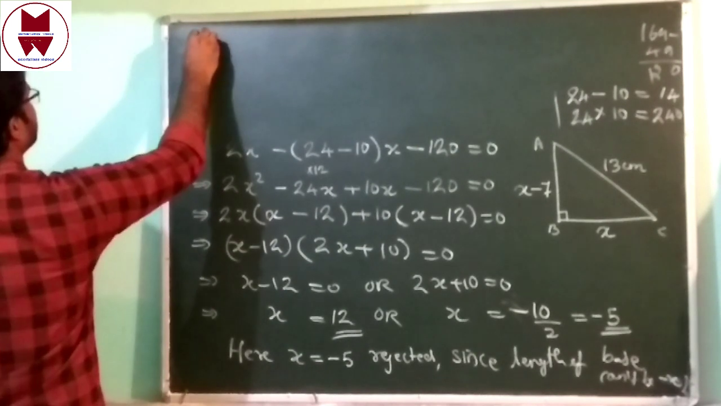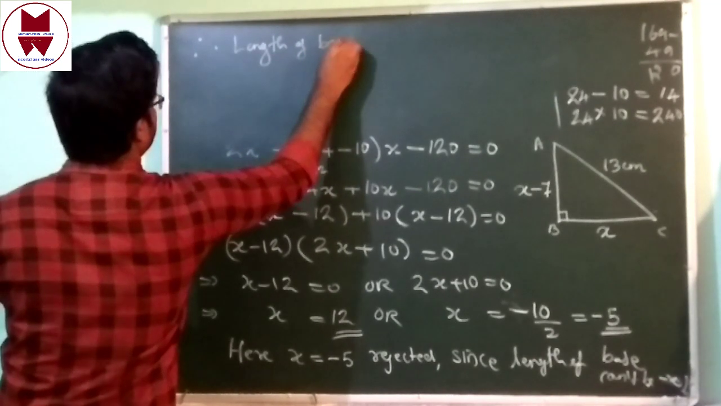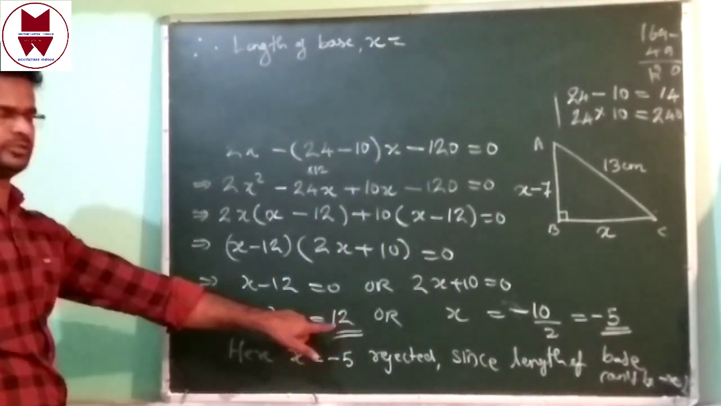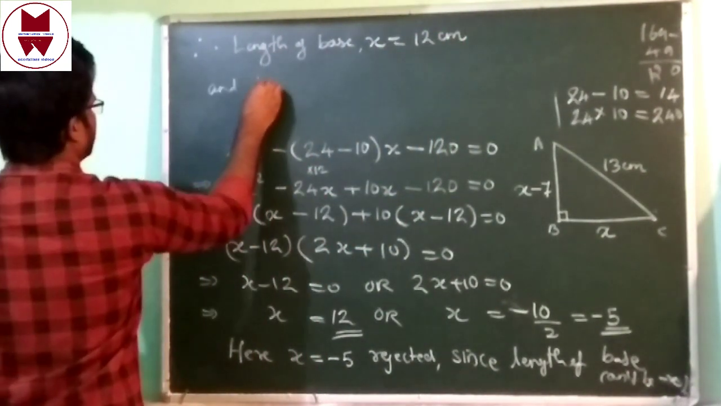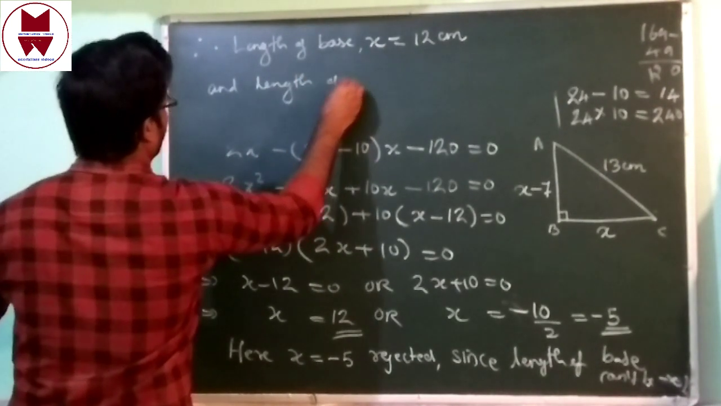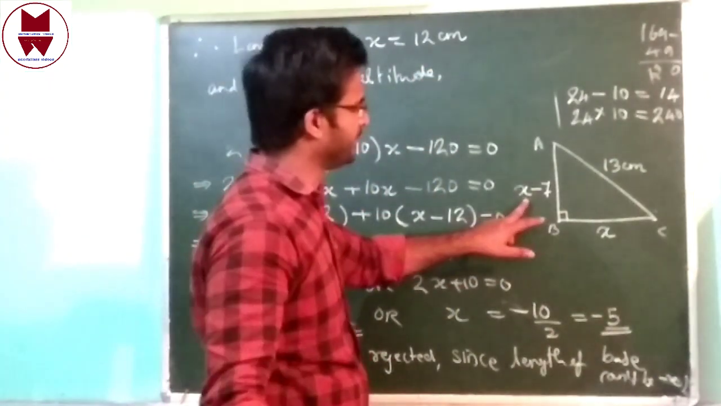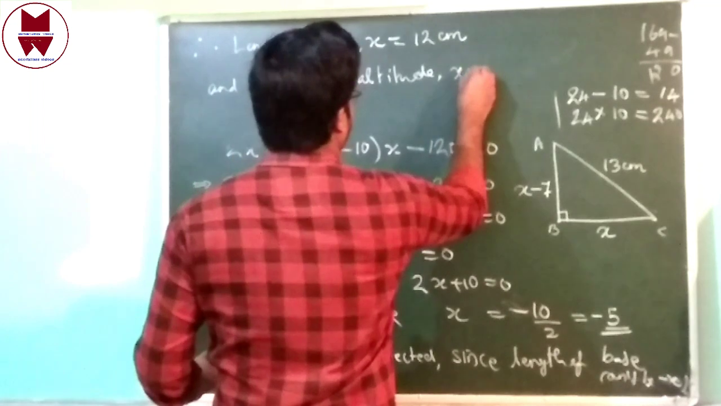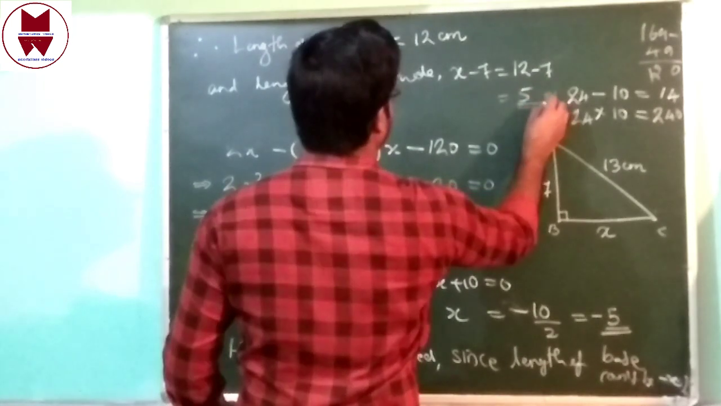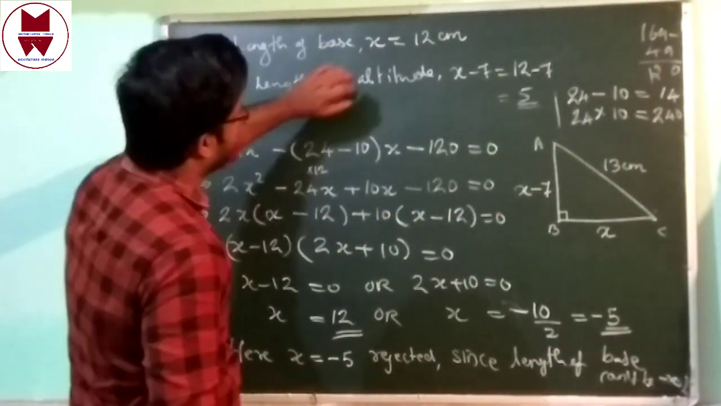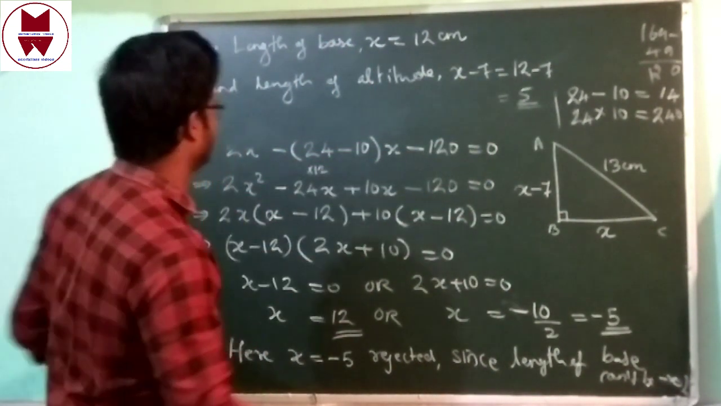Therefore, the length of the base x is equal to, what is remaining? 12, isn't it? We can write 12 centimeter. And the length of the altitude, what is the length of altitude? That is x minus 7. x minus 7, that is 12 minus 7 equal to 5. We got length of base 12 centimeter, length of altitude 5 centimeter.